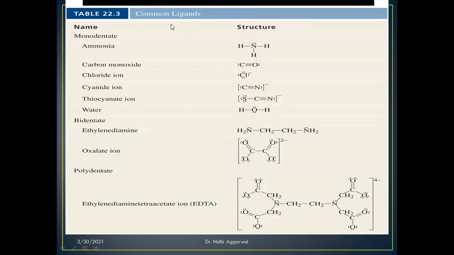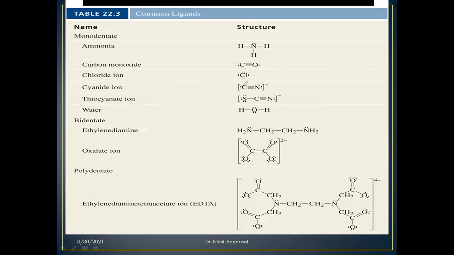There are certain more examples of some common ligands. We can classify these ligands as monodentate, bidentate or polydentate. In the first example I am showing the monodentate ligands, meaning ligands which have only one donor atom. For example, ammonia, as I have told earlier, contains only nitrogen, so it is monodentate. Then chloride ion, which again has only one donor atom, falls in the category of monodentate ligands. Then there is cyanide ion.